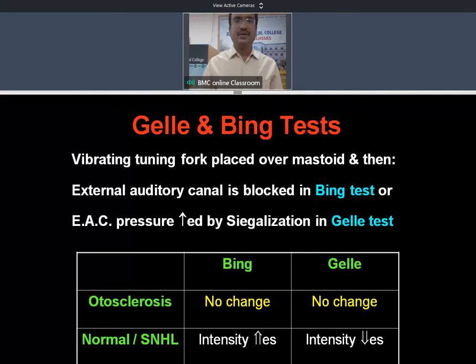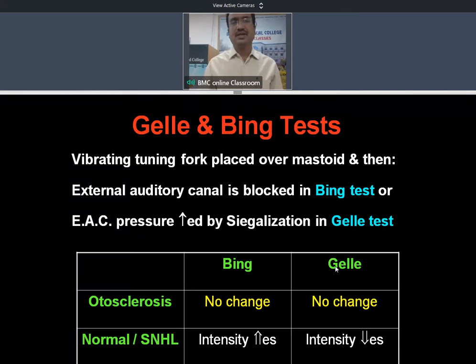So in normal people or people with sensory neural hearing loss, there is decreased perception of the bone conduction sound. But in case of otosclerosis, there will not be any change if you compress the external auditory canal or if you compress the tragus inwards into the external auditory canal. That is because of the fixation of the ossicular chain. So that is the Bing test.